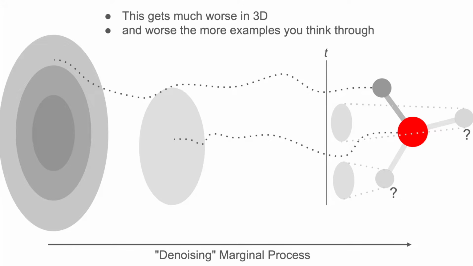And so to model this correctly, to actually have the marginal match the conditional, you need the model to be able to output an arbitrarily flexible mixture of Gaussians, which is a challenge. There's not something that's easy to parameterize a model with.